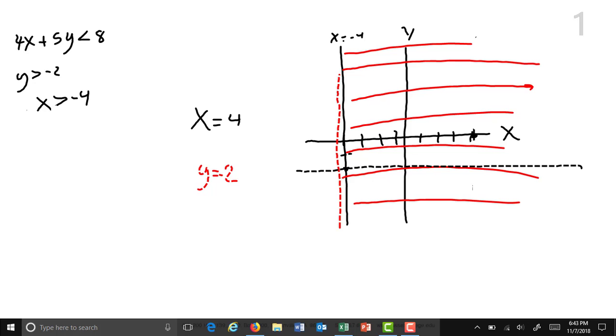Right? And what do I want, though? I'm talking about y now, right? I put my finger here, and I want all values of y that are greater than minus 2. So that must look like this. Actually, that looks pretty good. Yeah, I kind of like that. Right?